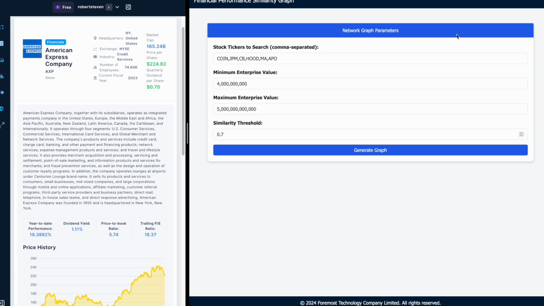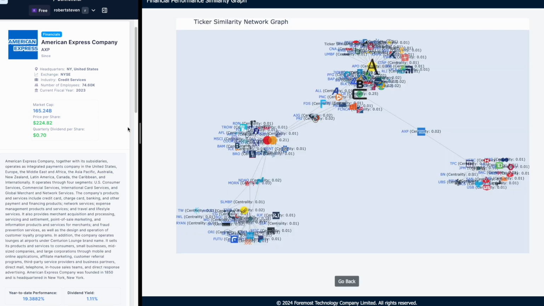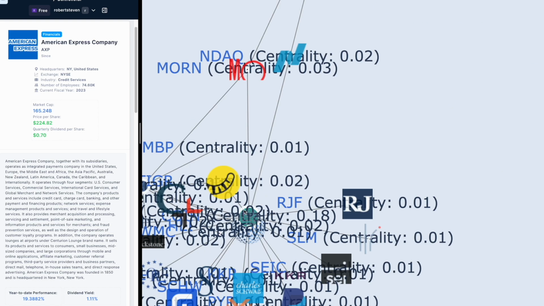This tool is essentially going to generate what's called a network graph. It's going to show you all the different connections between these 6 financial stocks, and it's doing so based on their financial performance. All right, so we have it generated here. What you'll see in the center is, it looks like, JP Morgan. Over here you have, what is that?